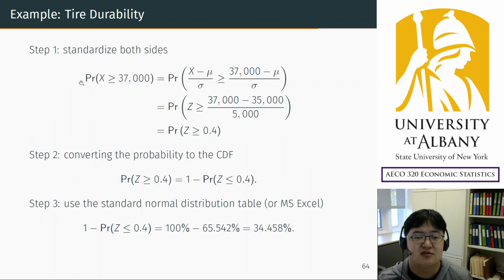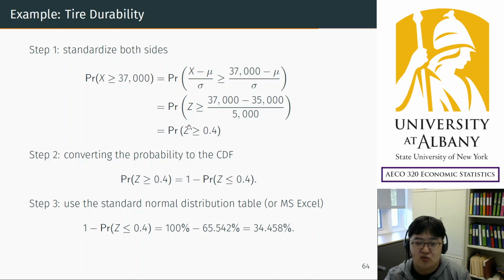So let's do this. Probability greater than 37,000. This is what we would like to calculate. And the first step is standardization, x into z. And then 37,000 subtracted by 35,000, and then divided by 5,000. And if you calculate this using a calculator, you will get 0.4. So we are calculating the probability that the standard normal distribution is greater than 0.4.